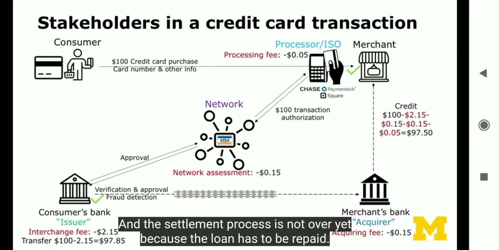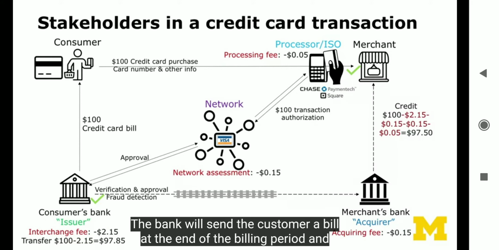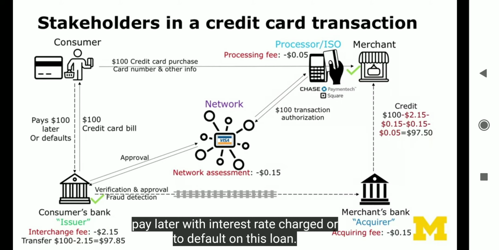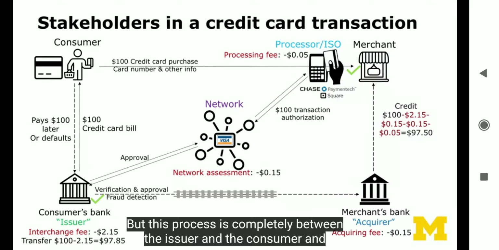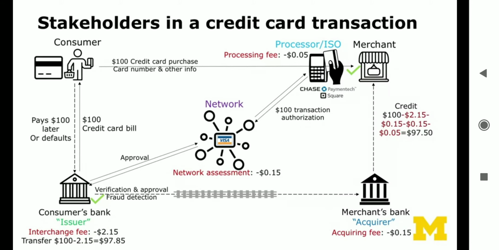And the settlement process is not over yet because the loan has to be repaid. The bank will send the customer a bill at the end of the billing period, and the customer then chooses to either pay back immediately, pay later with an interest rate charge, or to default on this loan. But this process is completely between the issuer and the consumer and is decoupled from the actual transaction.